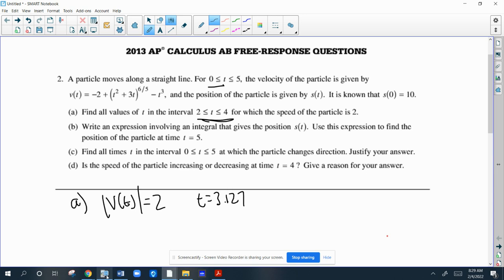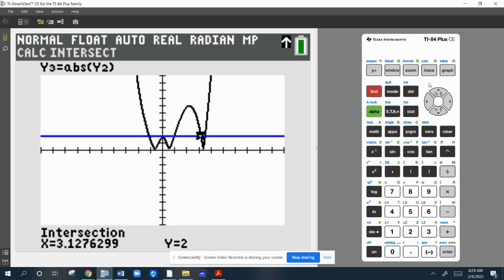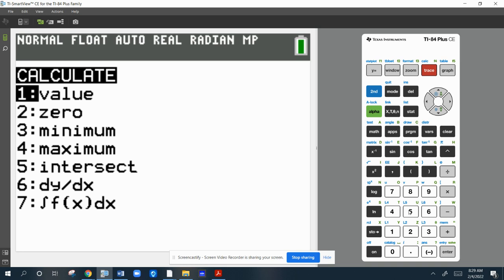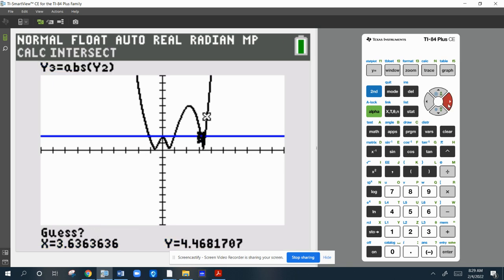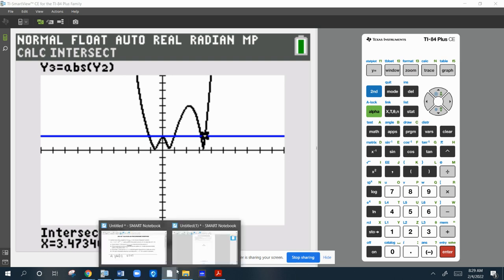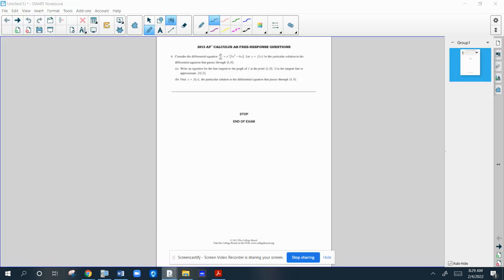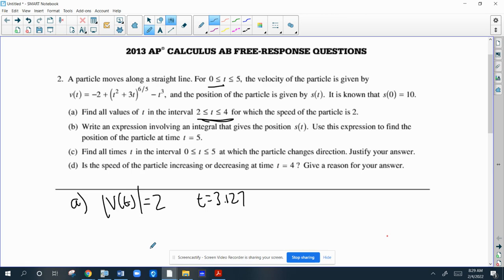So there was another one. I'm going to do the same process. Second calc, intersect, enter. But now I'm going to scroll over to the next one, or closer to the next one. I got 3.473. I'm trying to show all the work you would need to show on the actual AP exam, and that's it. So I'm going to erase this. If you need to look at it longer, pause the video, because now I'm ready for question letter B.